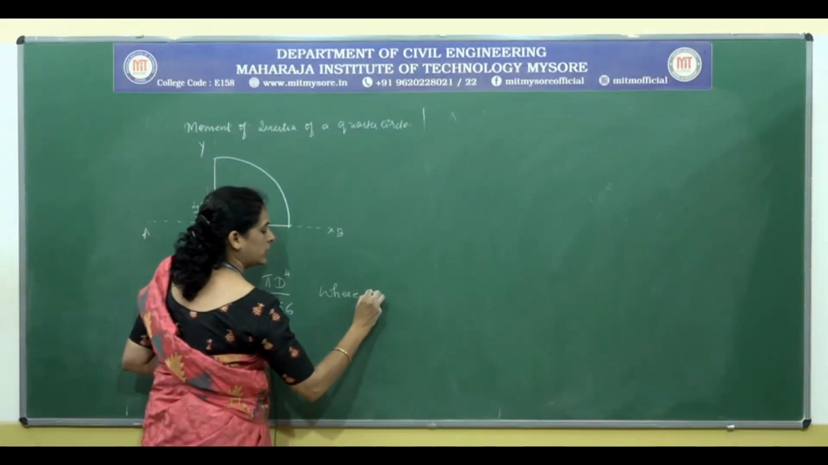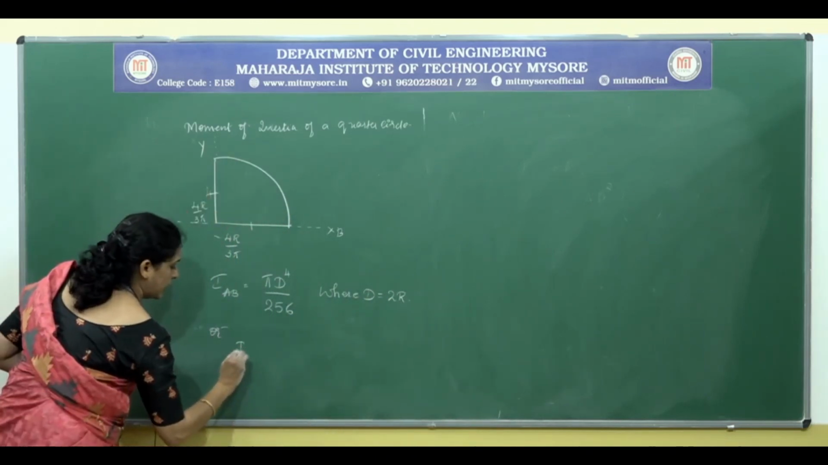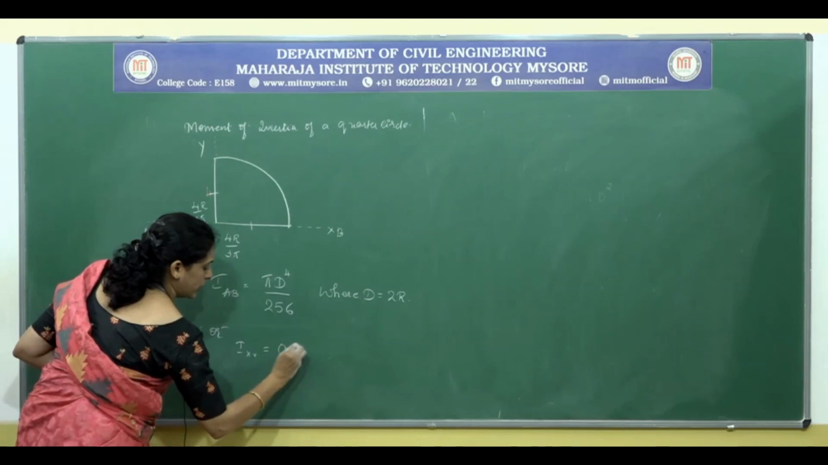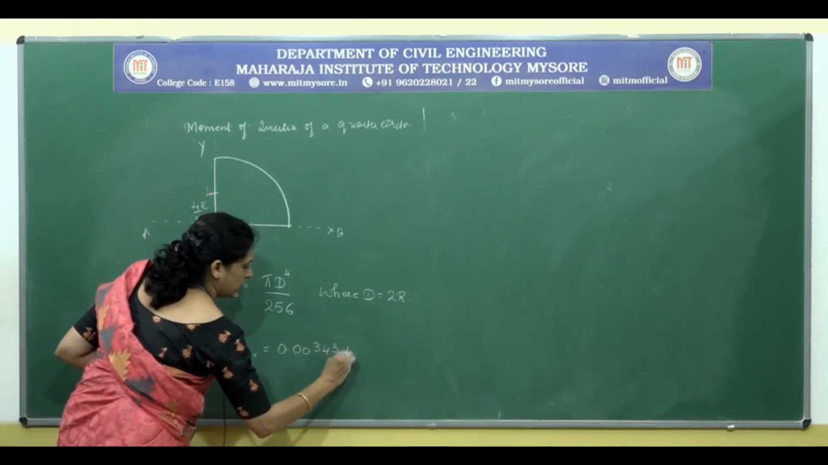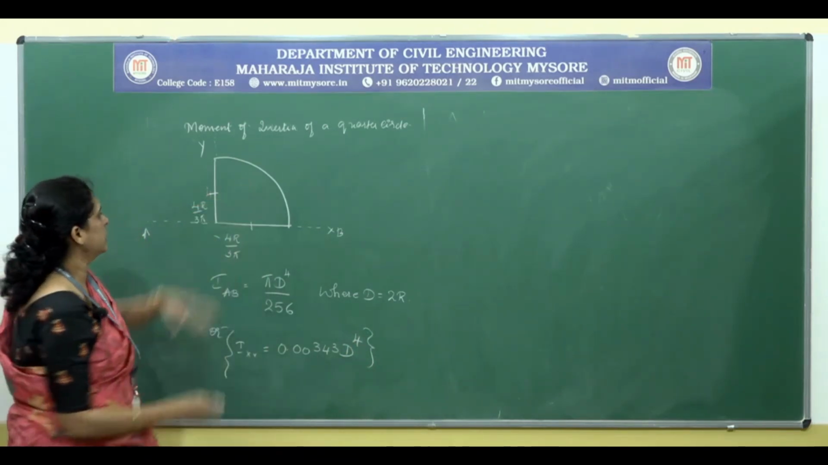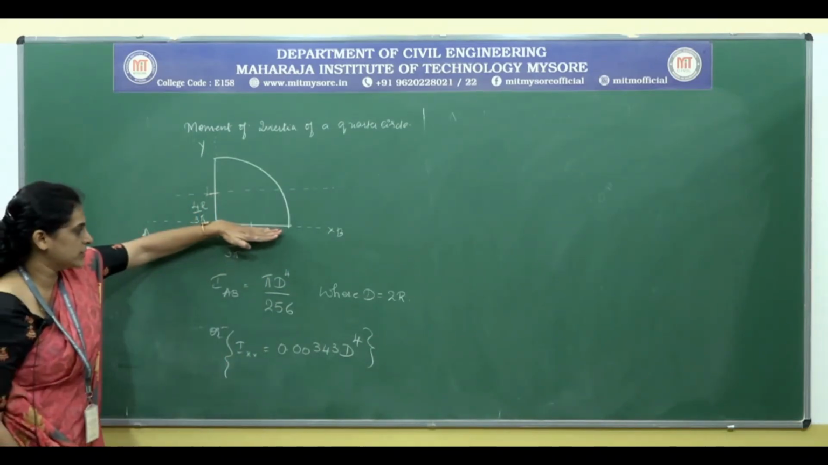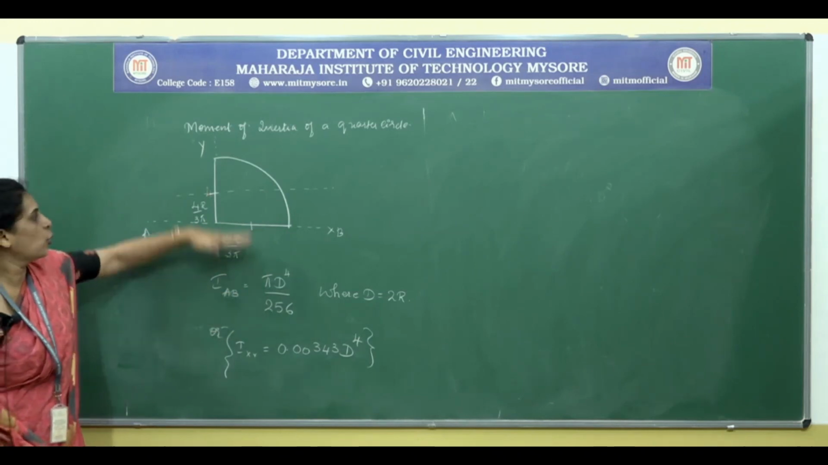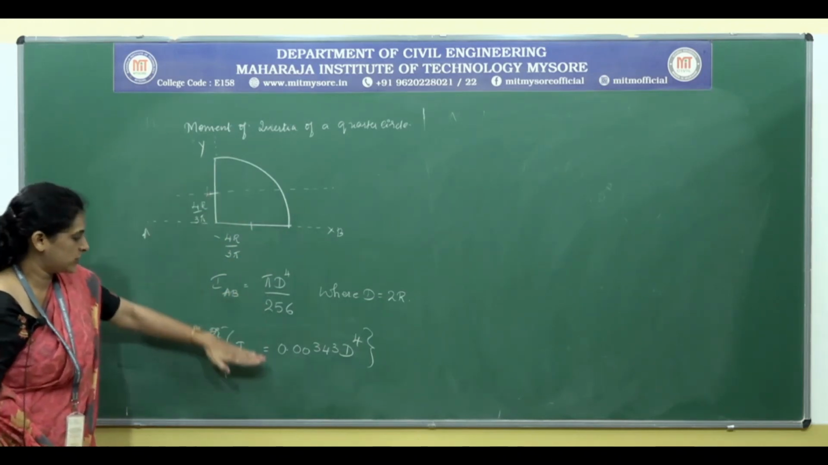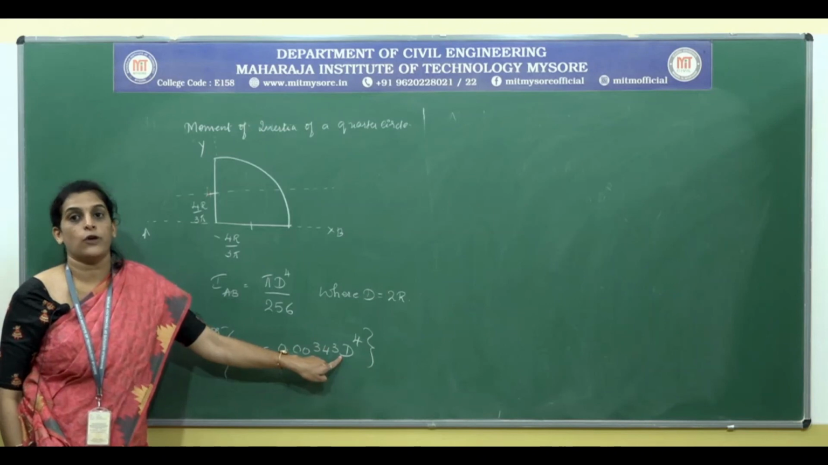where d is equal to 2r, or Ixx is equal to 0.00343 d to the power of 4. If we consider the centroidal axis, so if we consider this axis, we will have to use this expression, while if we are supposed to get the expression for the centroidal axis, then use 0.00343 d to the power of 4.